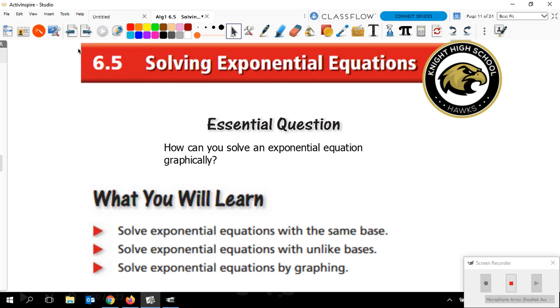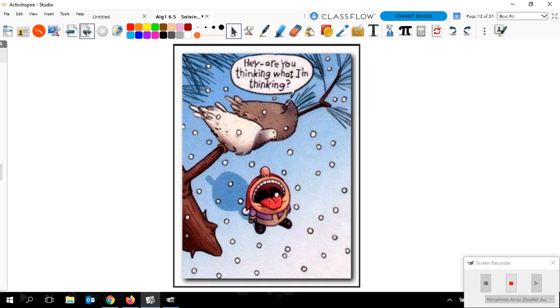All right, so first of all, let's go into a little cartoon. So here's the one. It's in the winter, some snow's falling, little boy trying to catch the snow, and then some pigeons are above him. Hey, are you thinking what I'm thinking? This is probably one of my all-time favorite cartoons I've seen. I just love that one. It's funny and gross at the same time.